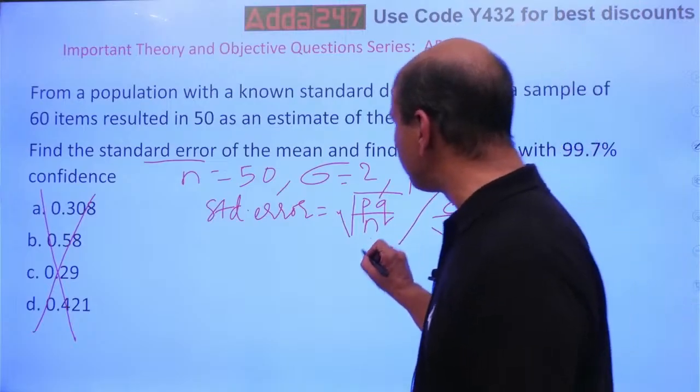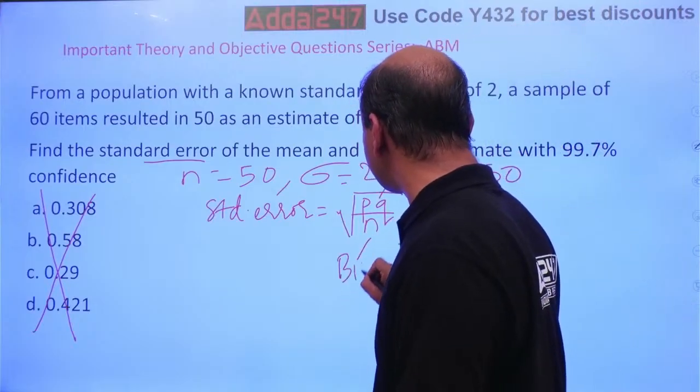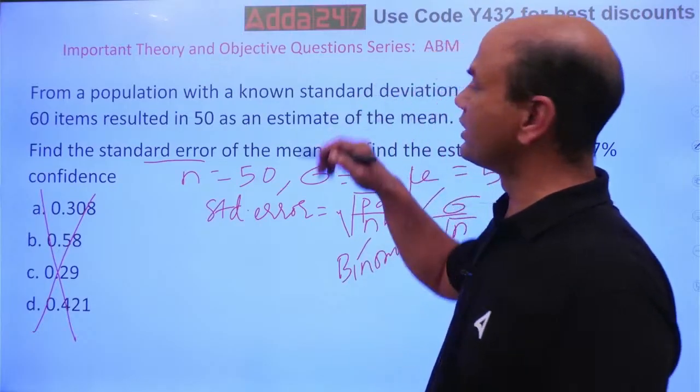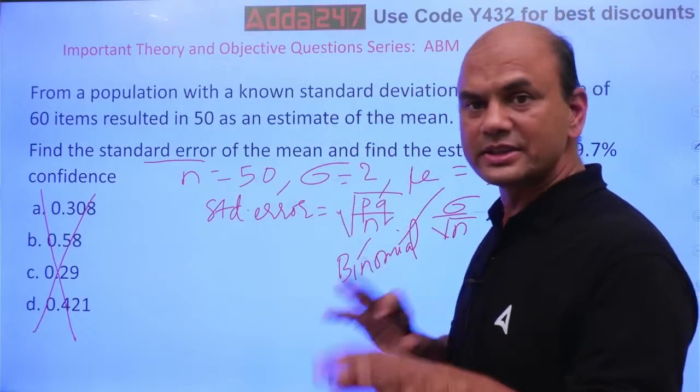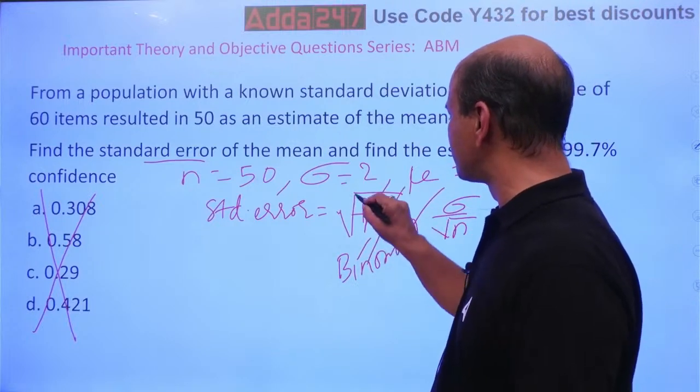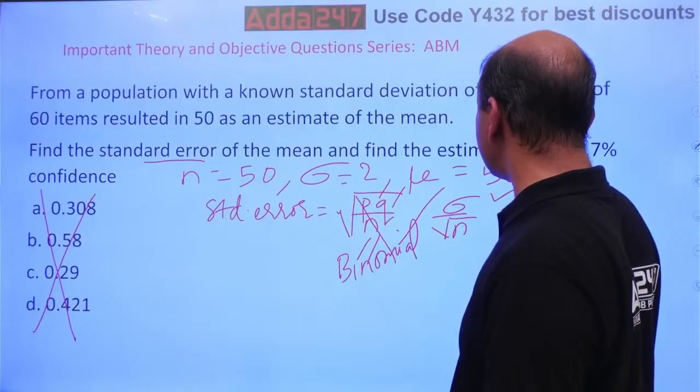This is for binomial. Kindly note, binomial. Is there a binomial problem over here? Are there two results possible over here? Given something, this or that, something like this. Nothing, no? So this cannot be used. So you'll be using this, psi upon root of N.